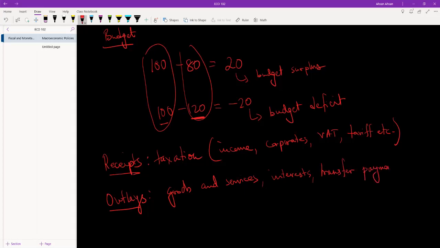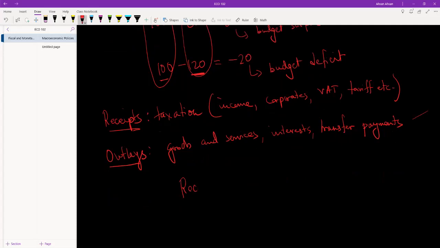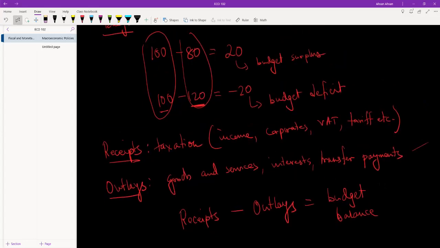Then there are also transfer payments. These are just direct transfers that the government makes to people. For example, because of the COVID lockdown, the government of Bangladesh has spent billions, actually trillions of taka, money that has gone to industries and poor people who are suffering. So these are all examples of transfer payments that governments make. And at the end of the day, we take receipts, subtract from that outlays, and that gives us the budget balance. As we've already seen, if the receipts are higher than outlays, we have a budget surplus, and if the outlays are higher than receipts, we have a budget deficit.